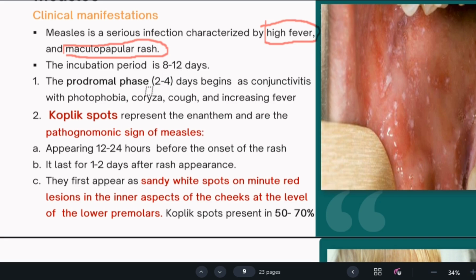Second is the prodromal phase, which lasts 2 to 4 days. It begins as conjunctivitis with photophobia, coryza, cough, and increasing fever. Here the fever starts. What happens in the prodrome? After secondary viremia, there will be epithelial necrosis in body tissues and viral shedding will begin in this phase.